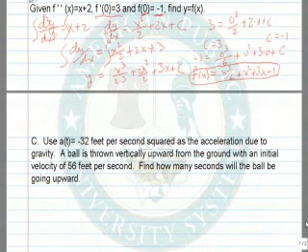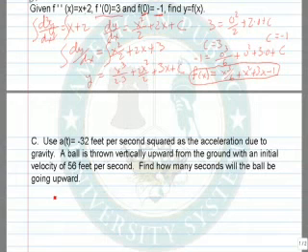A classical problem that we run into is called a vertical motion problem. The acceleration due to gravity is negative 32 feet per second squared. A ball is thrown vertically upward from the ground with an initial velocity of 56 feet per second. Find out how many seconds the ball will be going upward.